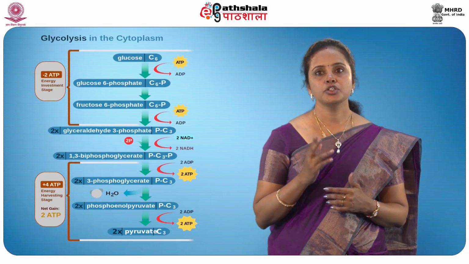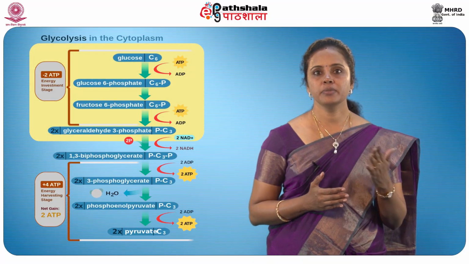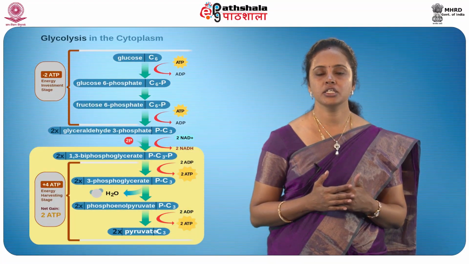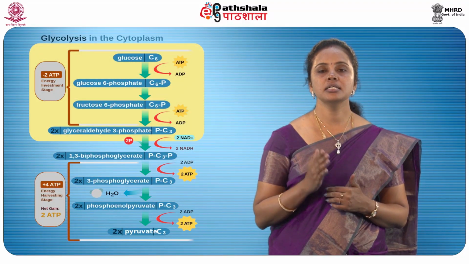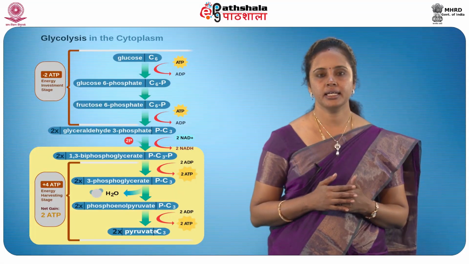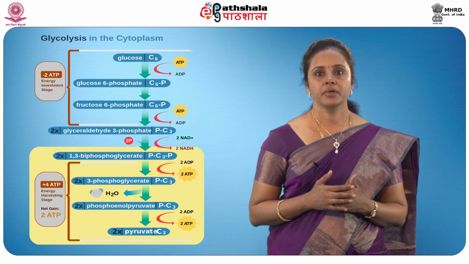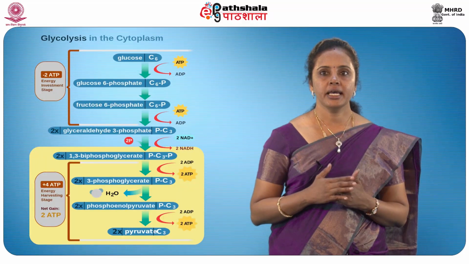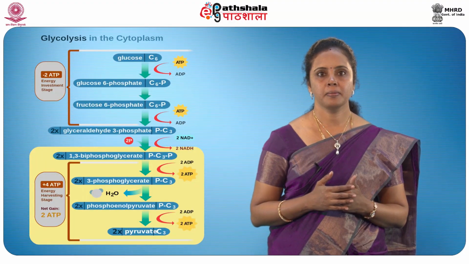They are divided into two main phases: the energy investment phase and the energy generation phase. So, in the first phase, energy is utilized, and in the second phase, it is regenerated. That is, we get 2 ATPs and also get something else. They are NADH and pyruvate.